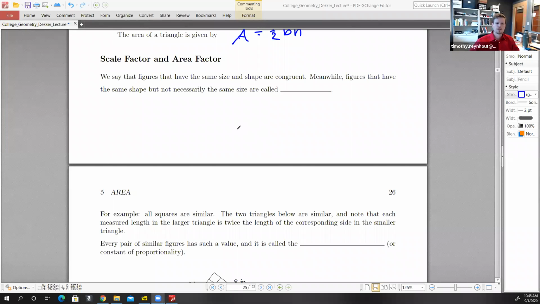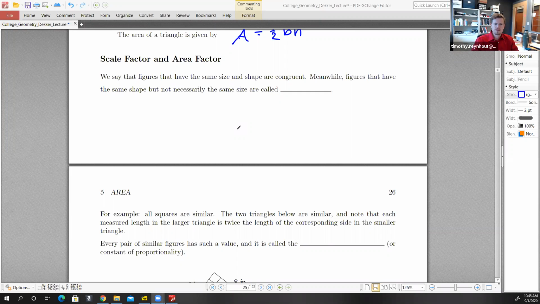Welcome everyone to geometry. We want to continue taking a look at section 5 on area. And in this video, we want to look at the scale factor and the area factor. So we say that figures that have the same size and shape are congruent, right? Same size, same shape, congruent. They're going to have the same area. We looked at that earlier.